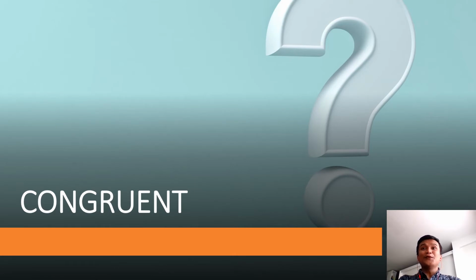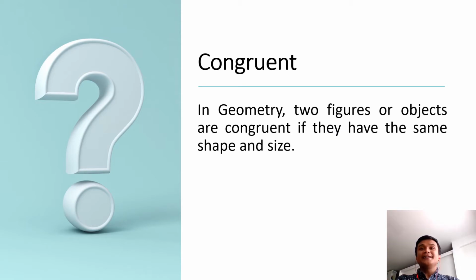What is congruent? Have you heard this word before? What is the relationship of this word in key duplication? Let's find out. In geometry, two figures or objects are congruent if they have the same shape and size. That's why it is important that the duplicate key is congruent to the original one. Now that you have an idea of congruency, let's see if you can answer this activity.